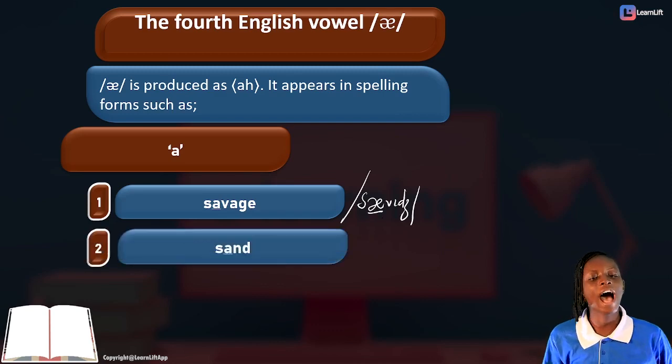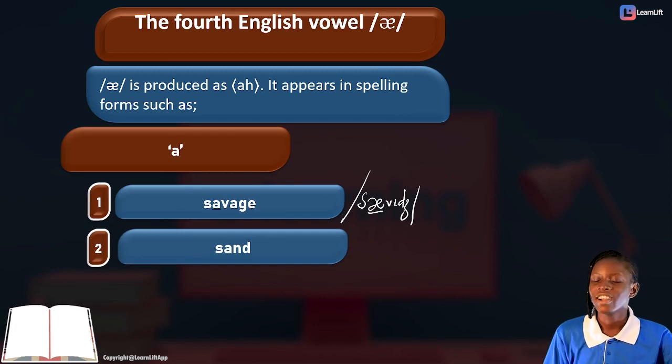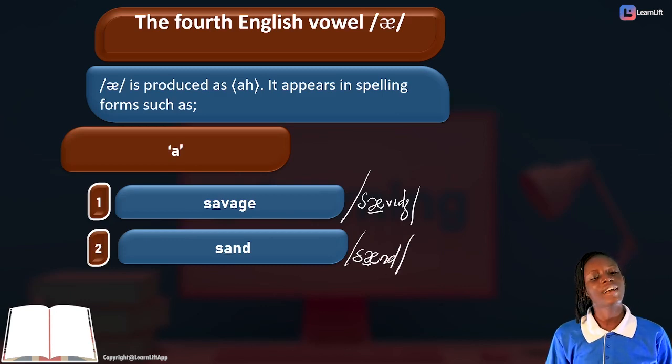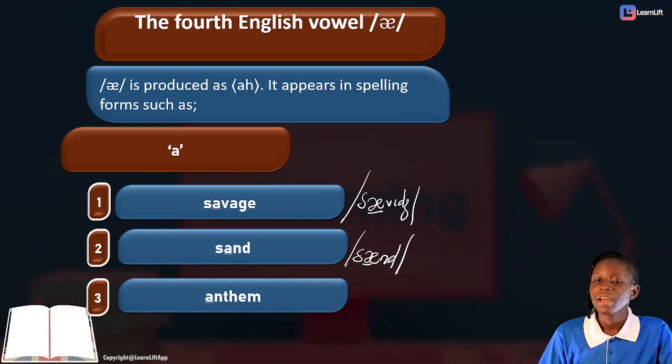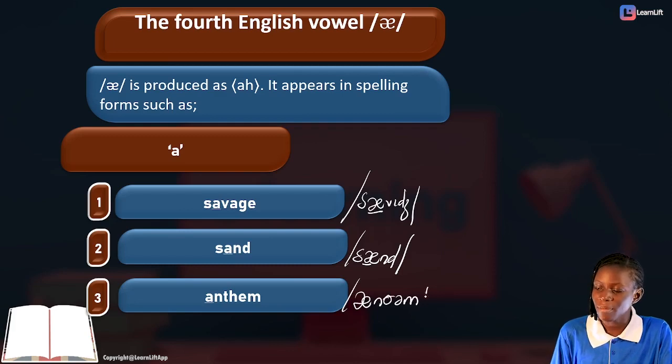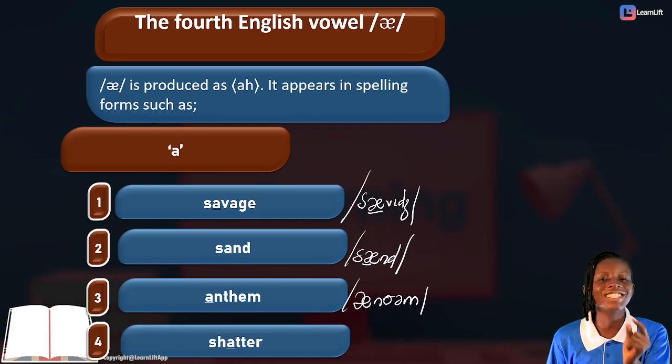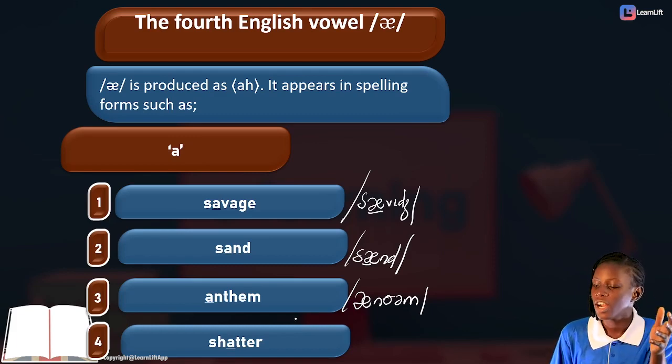Okay, next example we have sand. Let's transcribe sand together. Now our sand is transcribed as this, having our R sound here. Next we have anthem. Anthem. Okay, next example we have shatter. Just as our shatter is pronounced, let's transcribe it together. Now our shatter is transcribed as this, and they have a R.